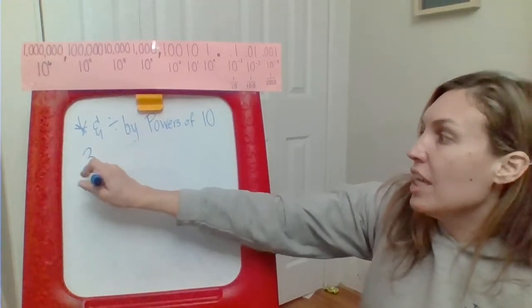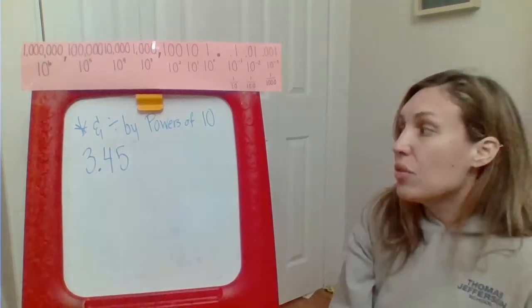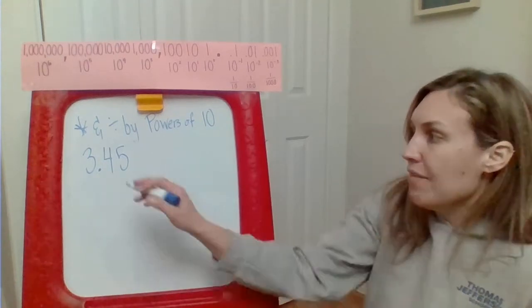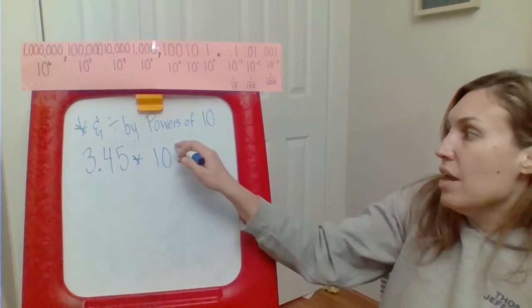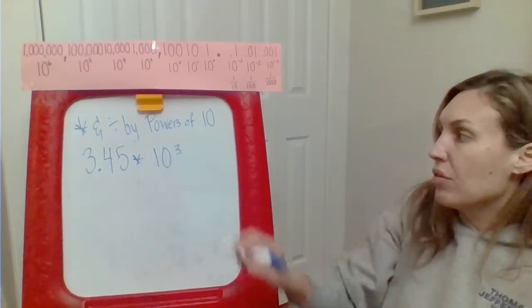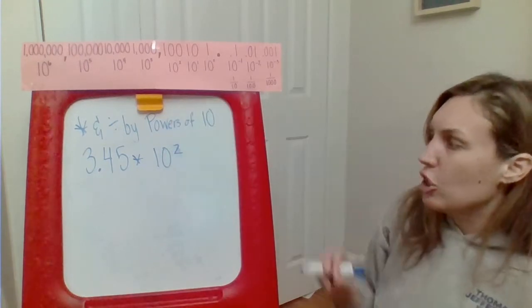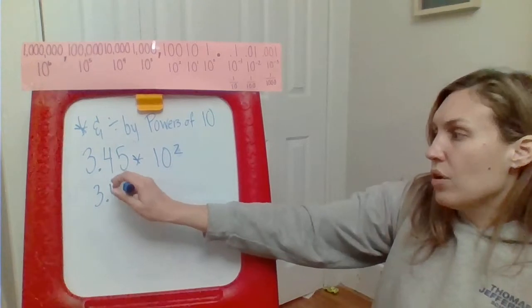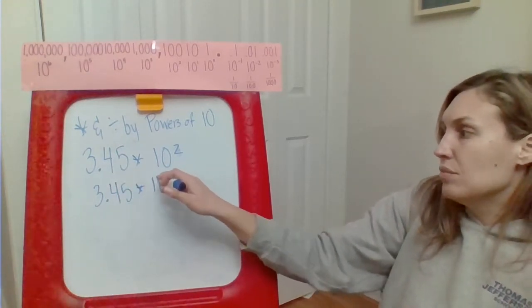So say we are looking at another decimal. So I have 3 and 45 hundredths. We're all in agreement? If I take this 3 and 45 hundredths and I multiply it by 10 to the power of 3. Well, let's do something different. Let's do 10 to the power of 2, just for argument's sake, right? So this is 3 and 45 hundredths times 100.